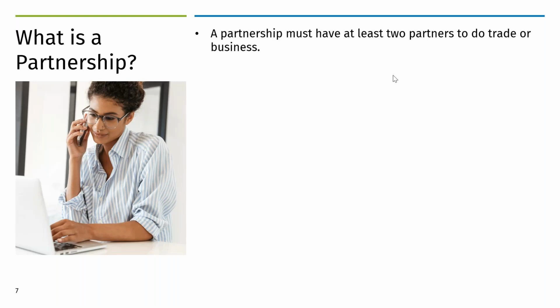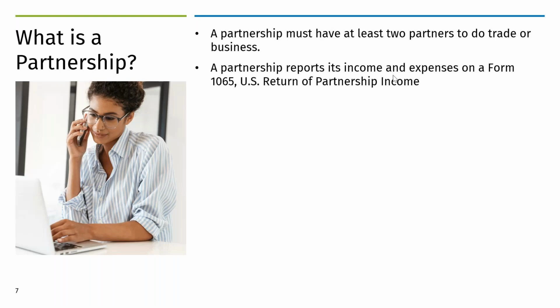But once they have ownership, you're going to think of them as a partner. You're going to think of them as a shareholder. Now, partnerships are going to report their income and expenses on Form 1065. This is the U.S. return for partnership income. Really, the only difference with this and the 1120S is going to be shareholders. Once again, that is the proper terminology, whereas with partners, you just use the word partner.